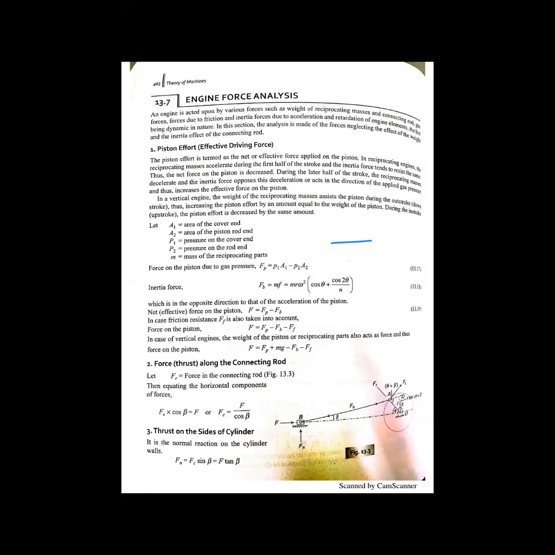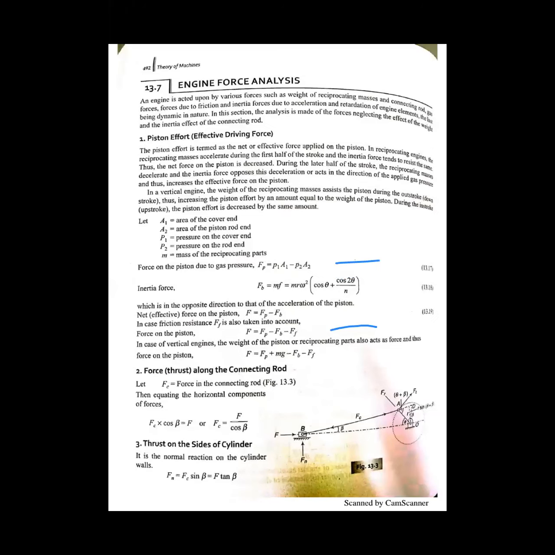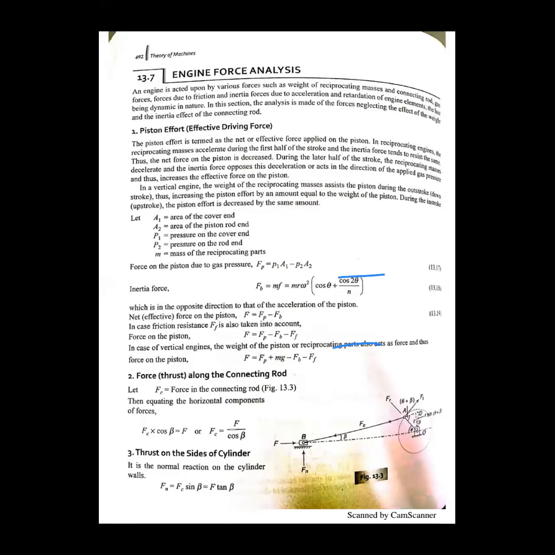Just observe the value. In the case of vertical engines, that value is additionally added with the weight of the piston, that is, the weight of the reciprocating masses. So F is Fp plus mg minus Fb minus Ff. That is the force on the piston.